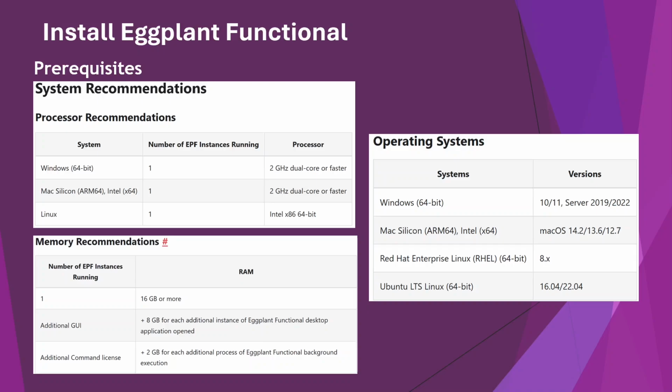If you see on the right side, the following are the operating systems required to install Eggplant Functional. You can have Windows, or Mac with Silicon or Intel, x64 or ARM 64. It also supports Red Hat Enterprise Linux and Ubuntu LTS Linux as well. And the following are the versions that are needed to install Eggplant Functional.